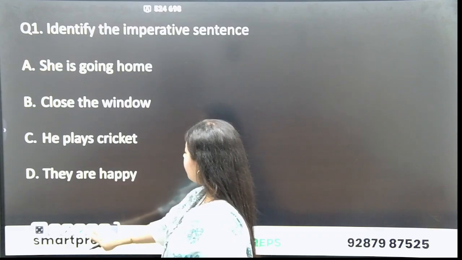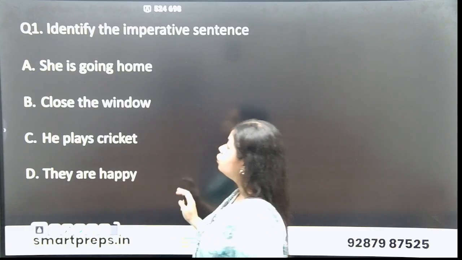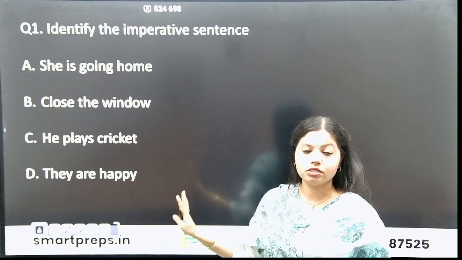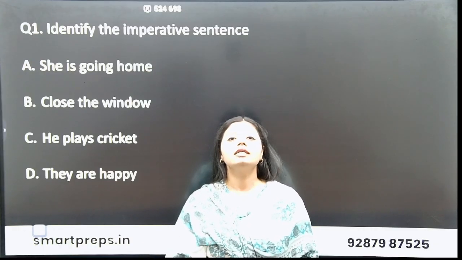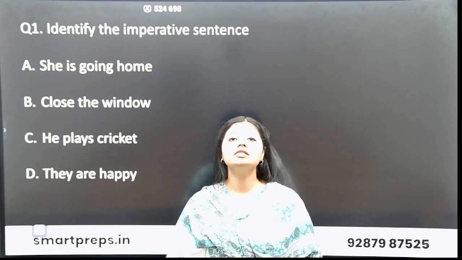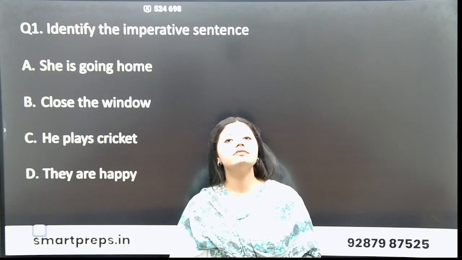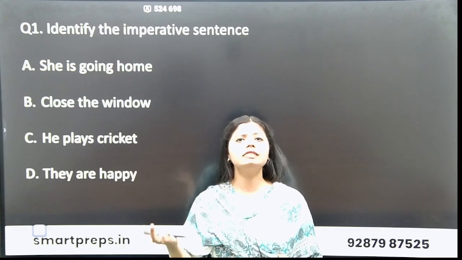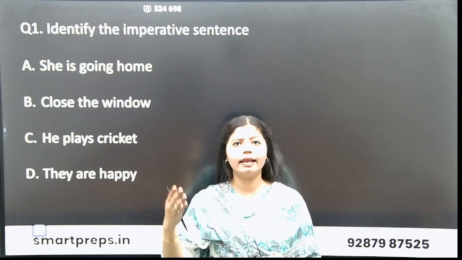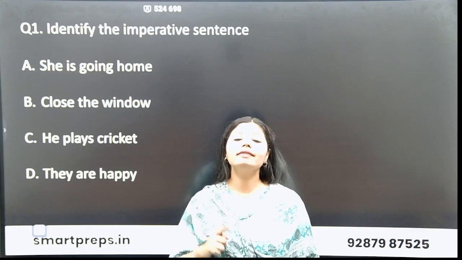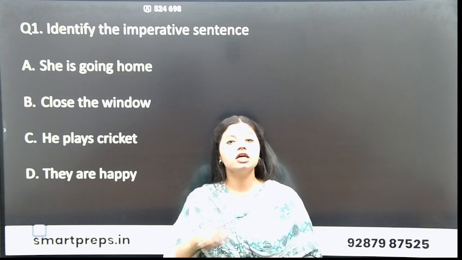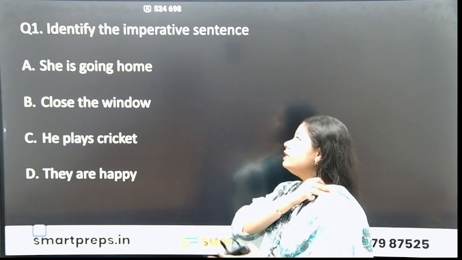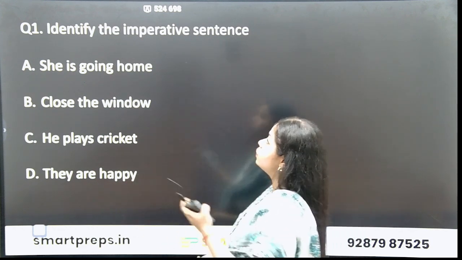So now I think we must do some questions. We have understood the concept of imperative sentences, the various types of imperative sentences, the various special forms of imperative sentences, like let, do, etc. And then we have also understood where we commonly make mistakes. So now let's understand how to solve the MCQs. Let's practice some MCQs.